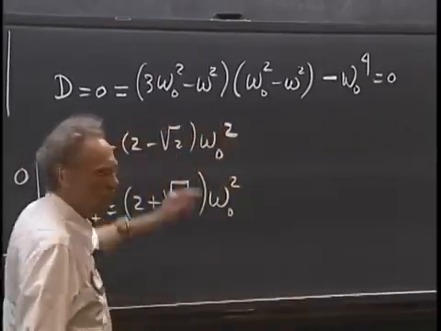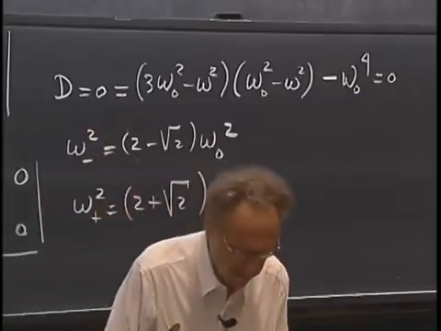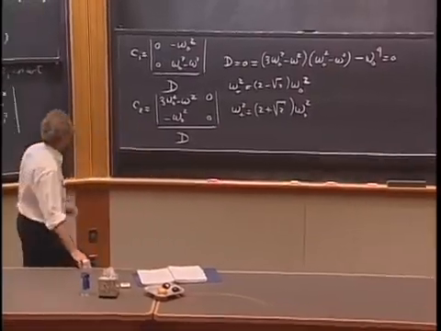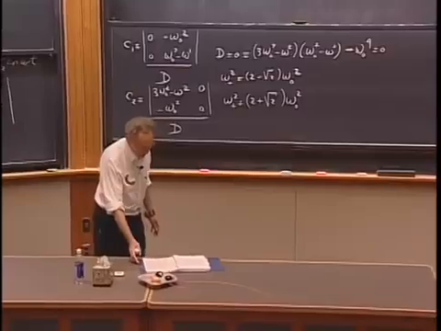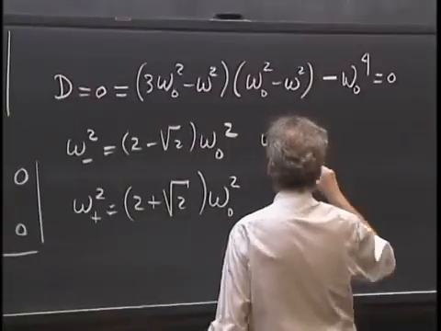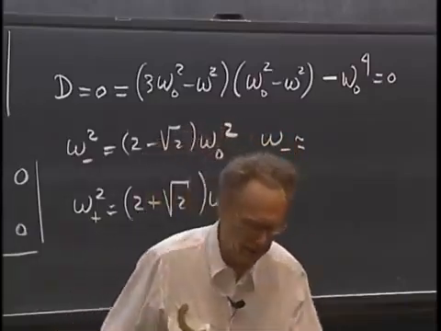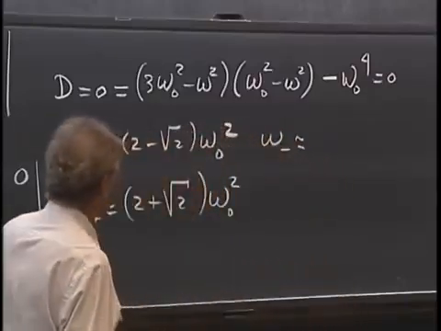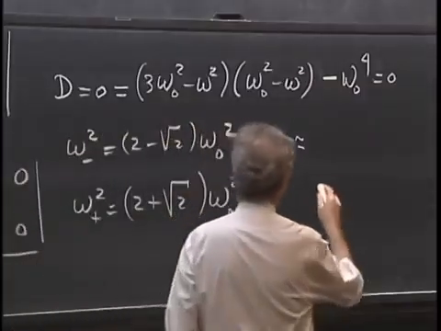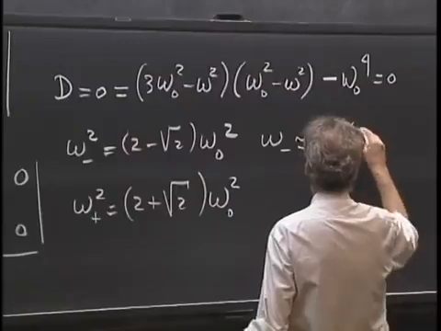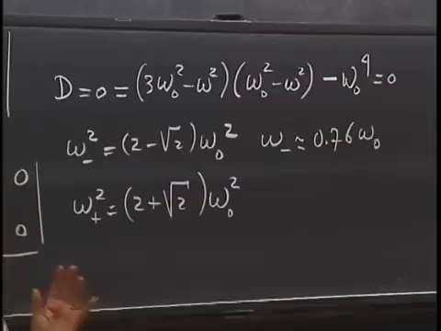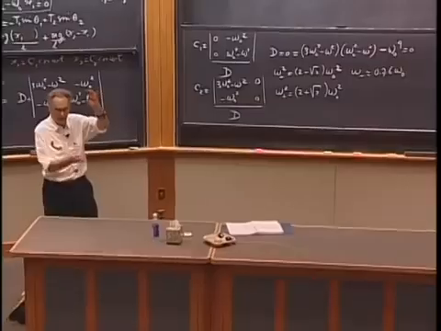So this step for you will take you no more than maybe half a minute. But be careful, because you can easily slip up, of course. So we now have a solution that omega minus, if I calculate 2 minus the square root of 2, is approximately 0.76 omega 0. Not intuitive at all, so it's lower than the resonance frequency of a single pendulum.